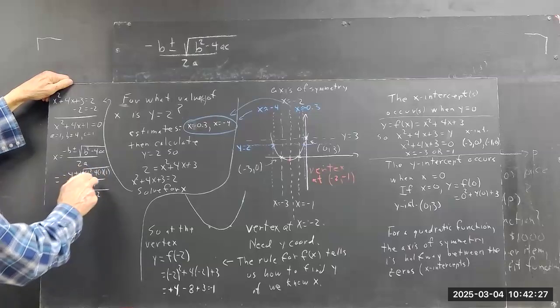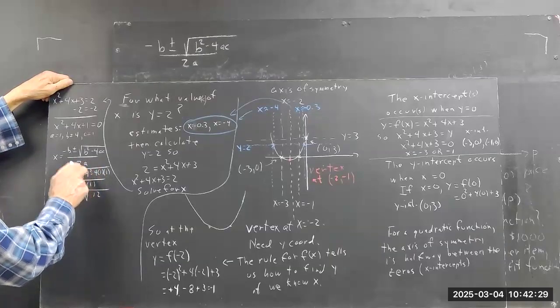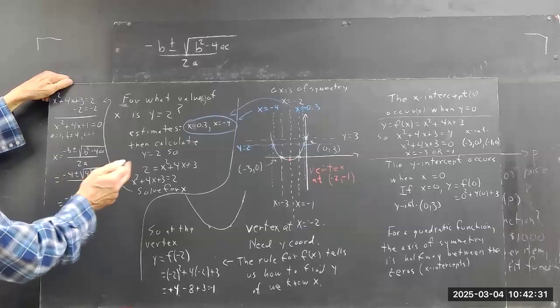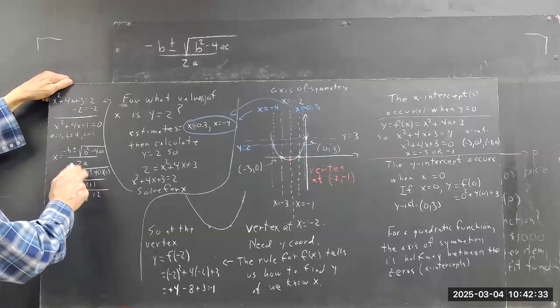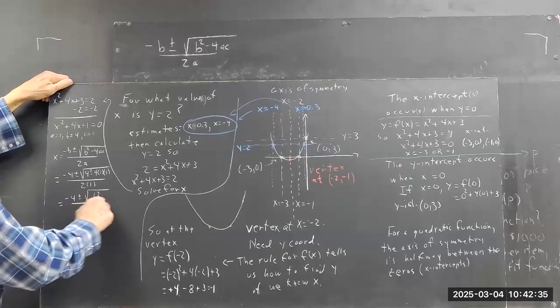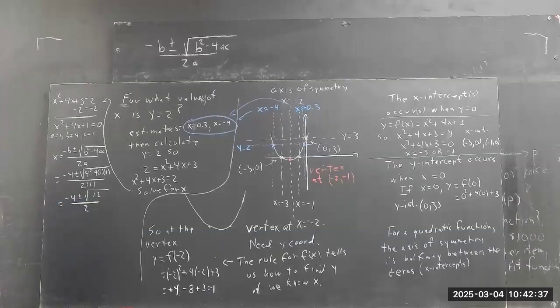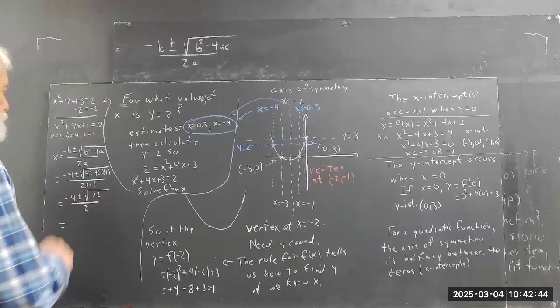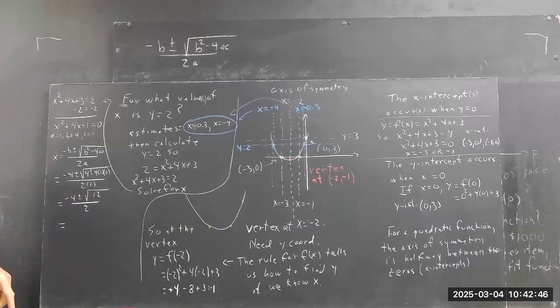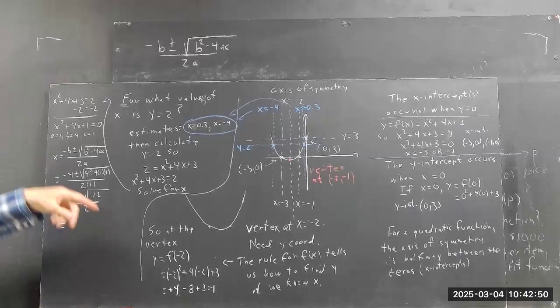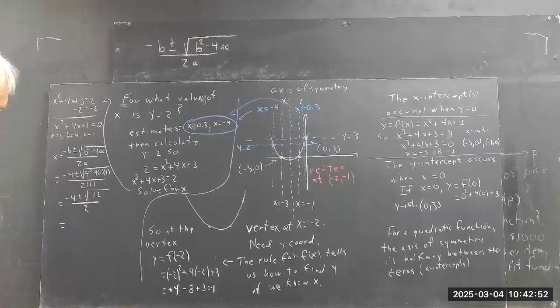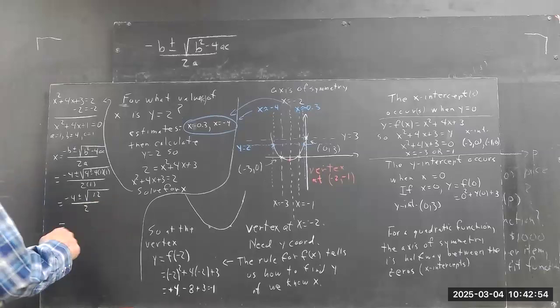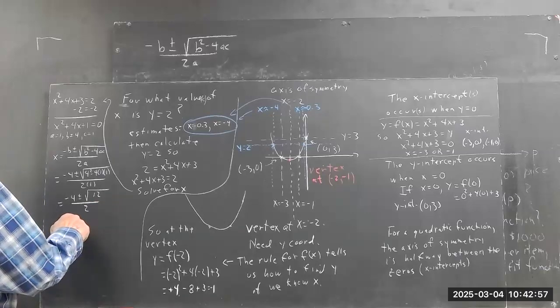If we do the arithmetic, 4 times 1 is 4. 4 squared is 16. 16 minus 4 is 12. And that's all divided by 2. Okay? Now, we would ordinarily simplify the square root of 12 as the square root of 4 times the square root of 3. Square root of 4 is 2. That would be 2 times the square root of 3. But I'm just going to cut right to the calculation.